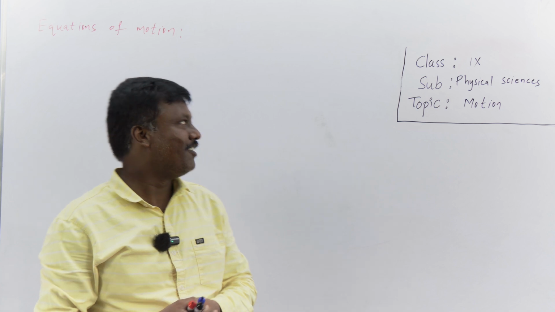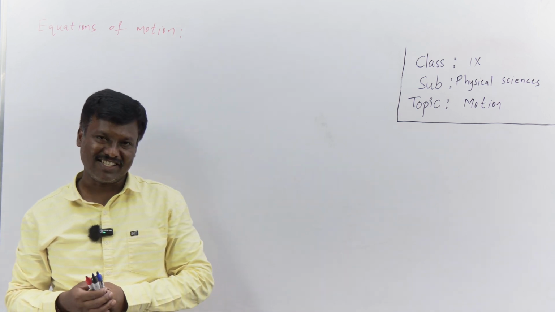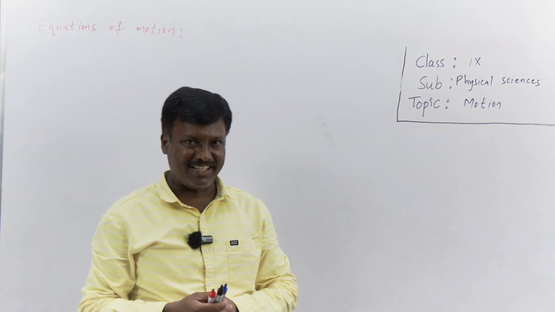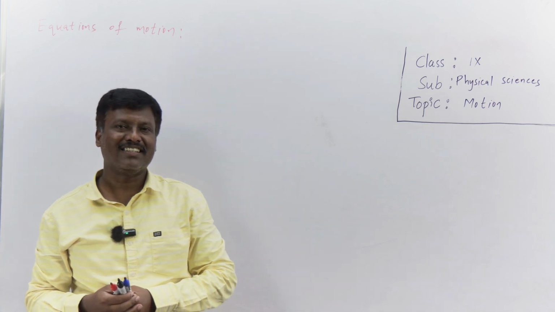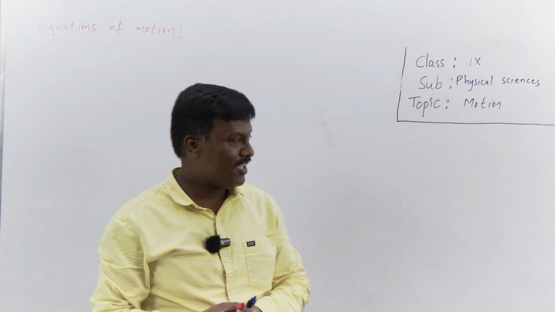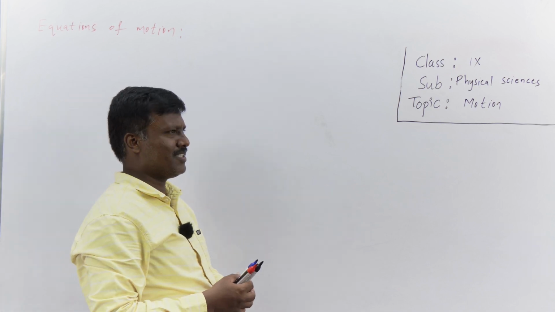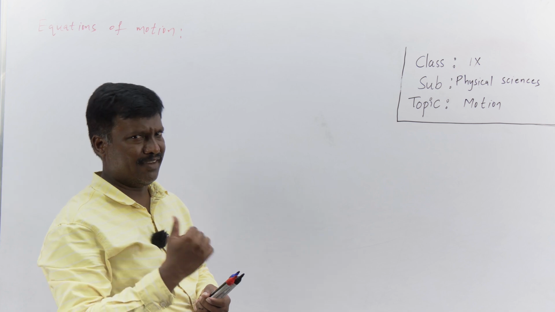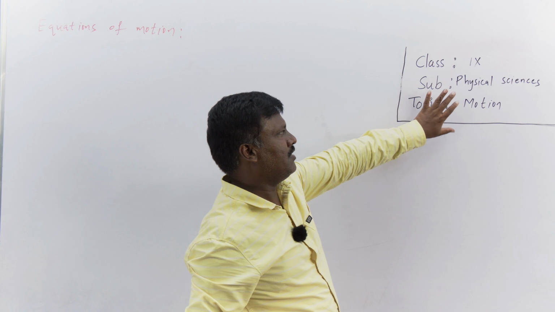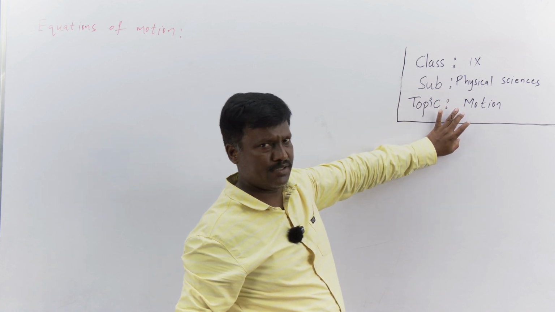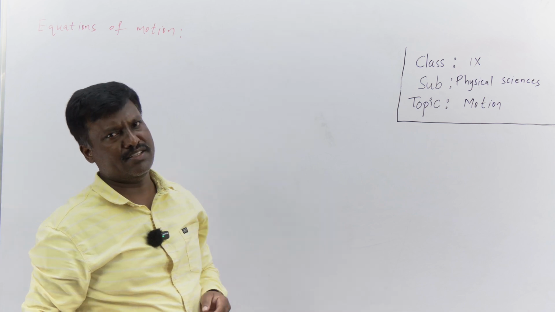Okay, children, we have discussed what is uniform acceleration and non-uniform acceleration in the previous video. Now in this video, we are going to talk about a very important topic, that is equations of motion. We have four equations of motion. Sometimes it can be said five equations of motion if we take average velocity, but most probably we are dealing with 9th class academics. So we are going to learn four important equations of motion.